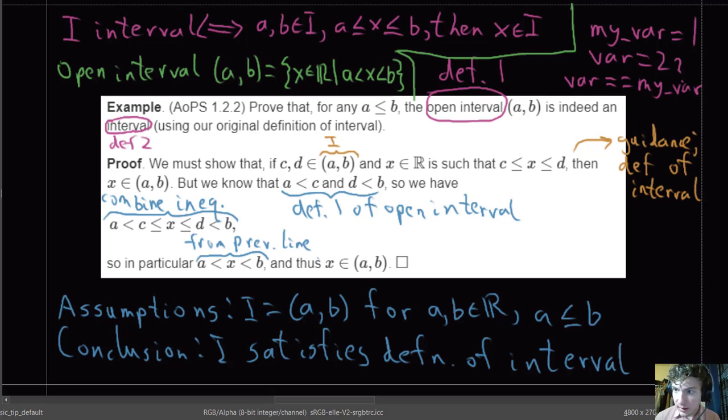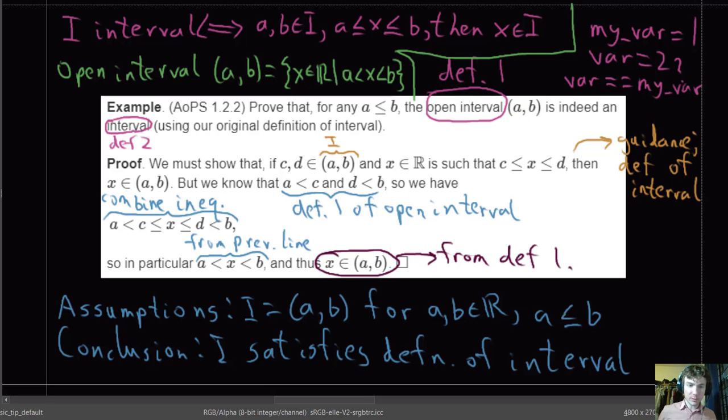Maybe I should use a different color, because remember we had this definition that the open interval is all of the numbers satisfying this property. We've just shown that x satisfies that property, so that means this is a deduction from the definition of open interval again. So this is again from definition 1, which I've written above.